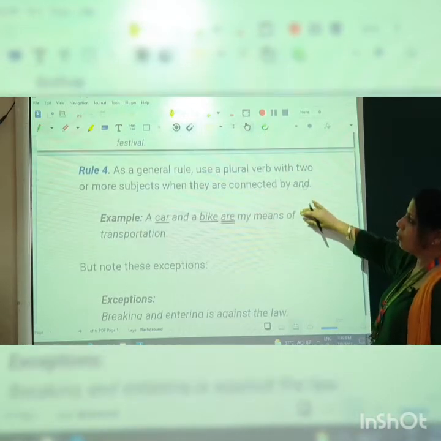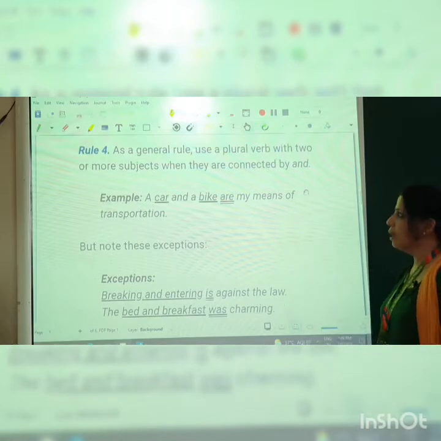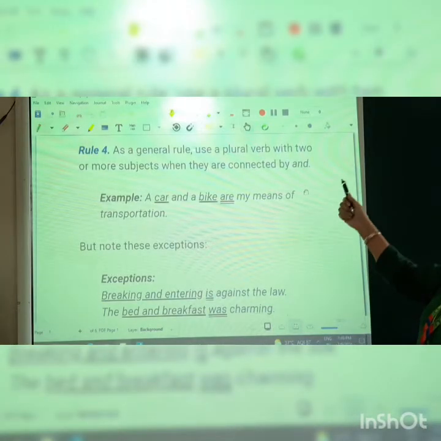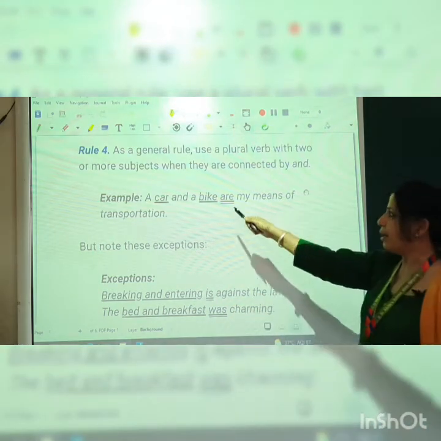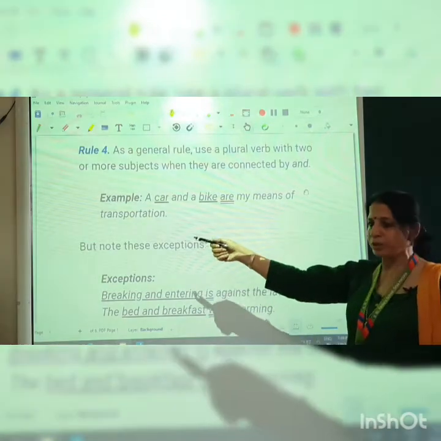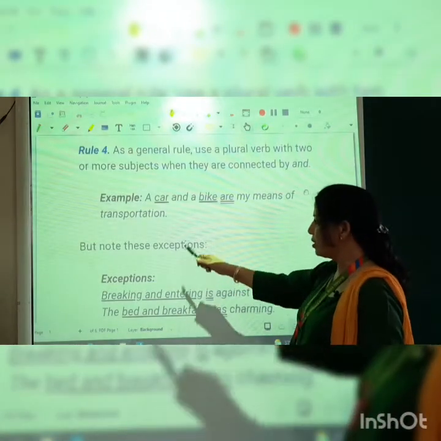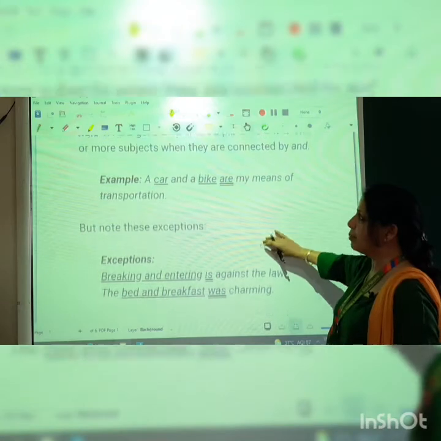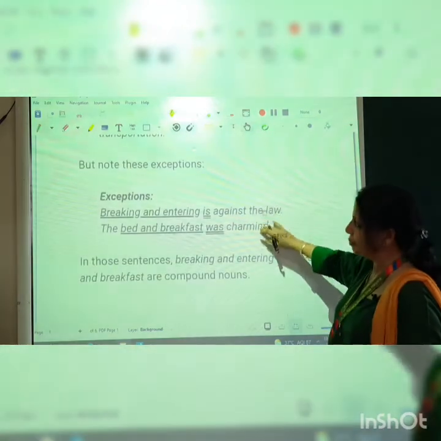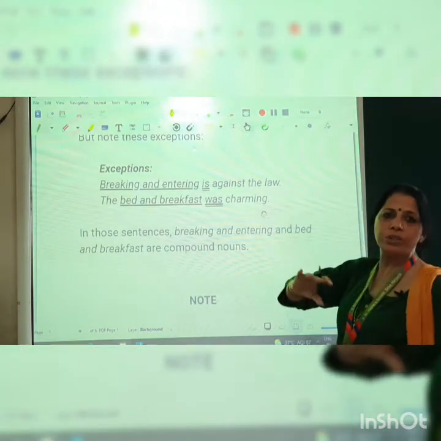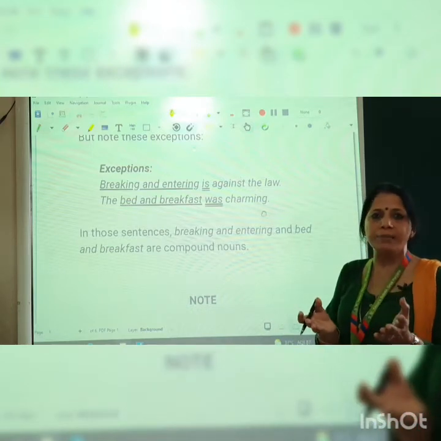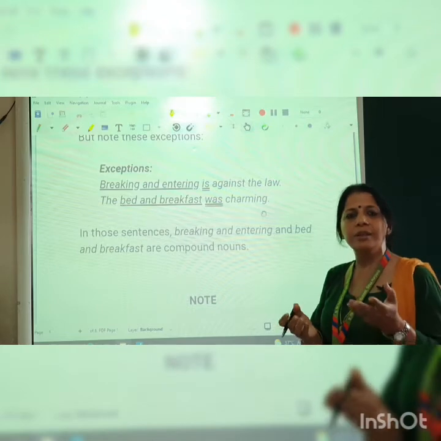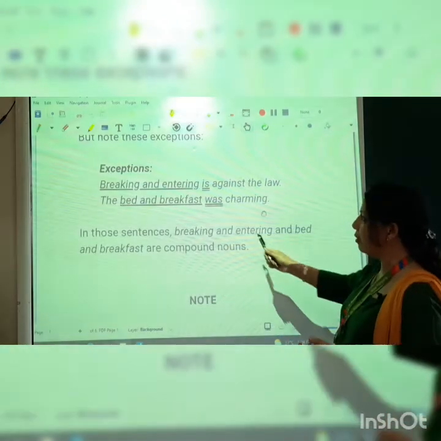Now rule number 4. As a general rule, we use a plural verb with 2 or more subjects. I just told you, Ram and Sham go together to see a movie, so it will be "go," not "goes." A car and a bike are my means of transportation. But again, there is an exception to this rule: bread and butter. Bread and butter are not too different, though they are 2 different objects. When we say "bread and butter is my favorite breakfast," it is "is," not "are."